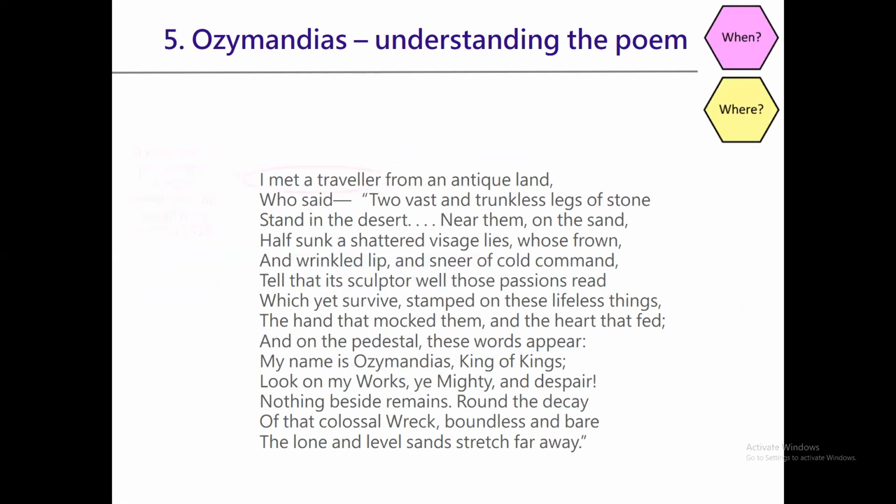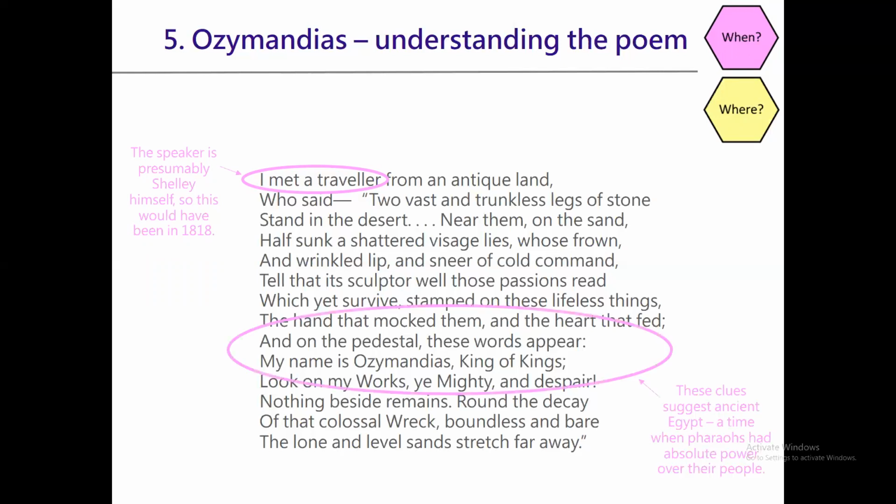When and where should be fairly easy. We already kind of know. So when I met a traveller, if we assume that Shelley is the speaker, then it would have been around 1818. But it also goes into the past. If we think about some of the things that are being said about Ozymandias, then these clues suggest it's actually set, in at least part of it, set in ancient Egypt. And we know that it's in the desert, which is where most of the Egyptian monuments will be.